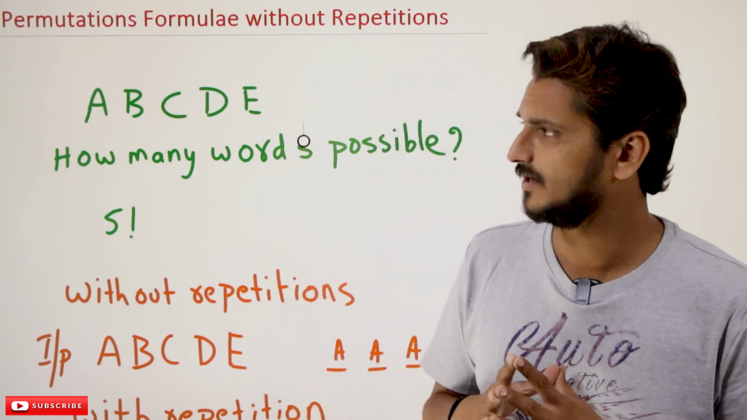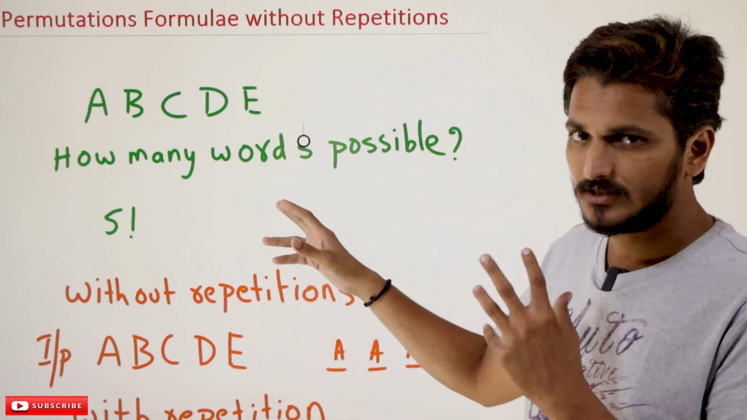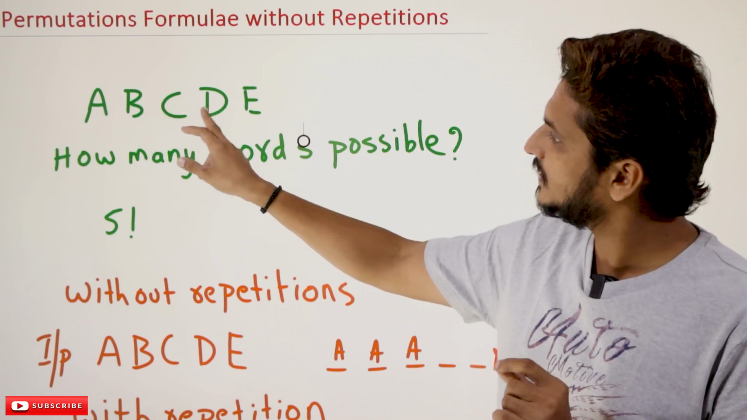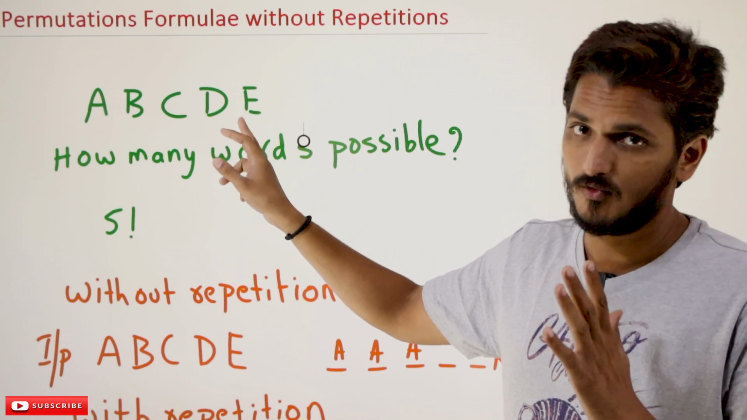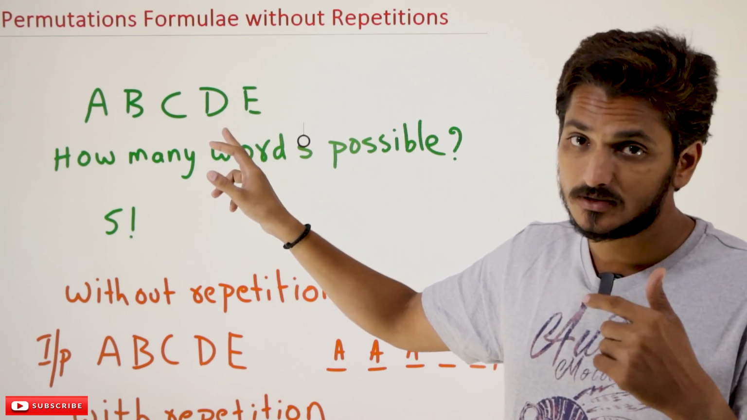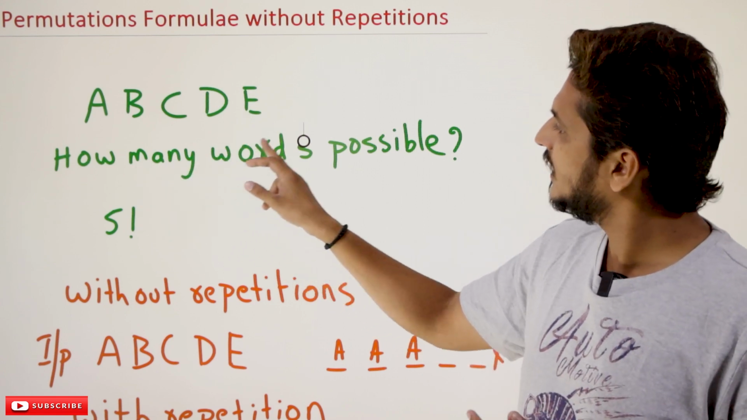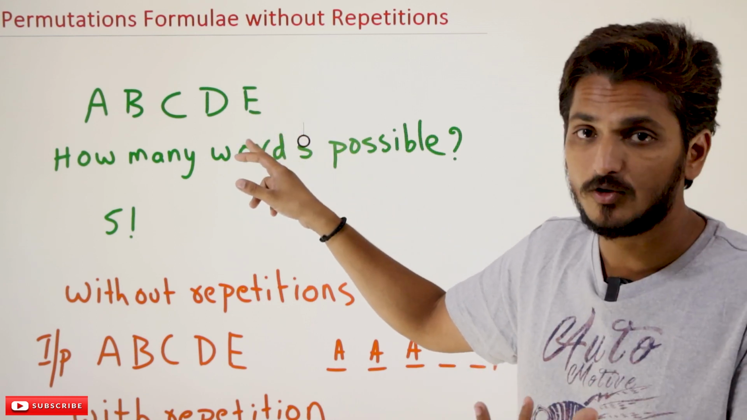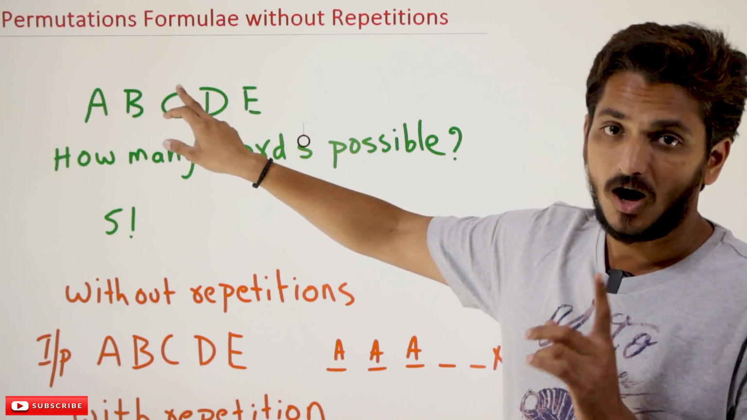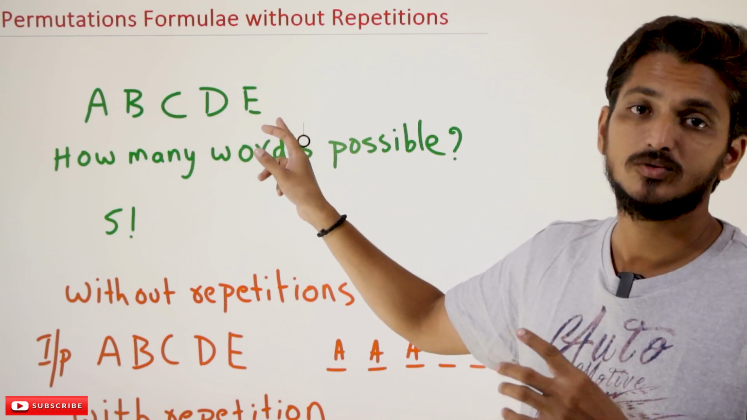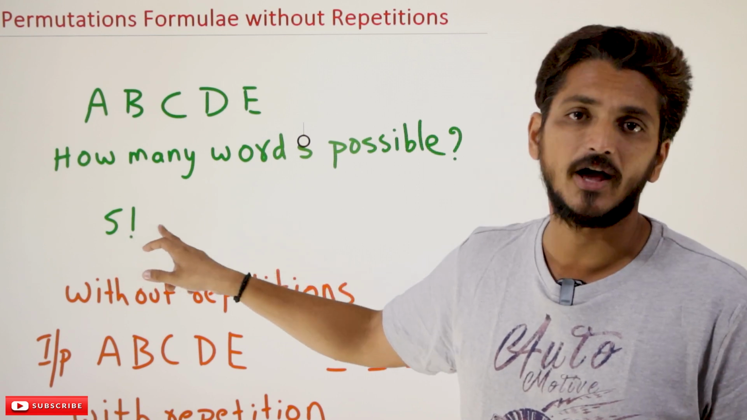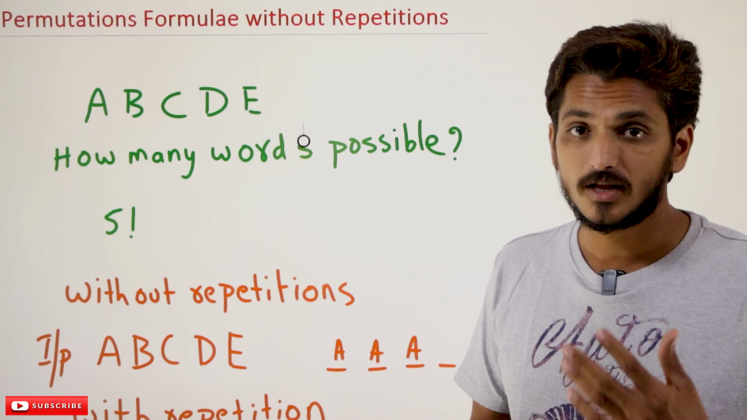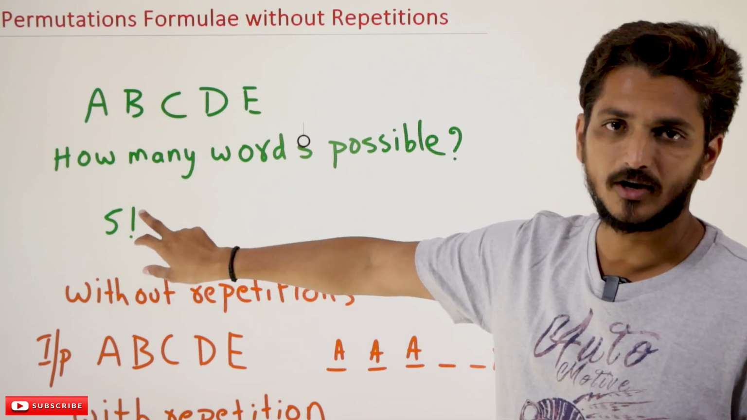Coming to today's class, first refresh what's the example we have discussed previously. Given input A, B, C, D, E, 5 alphabets are there and they are trying to ask the question like this: how many 5-letter words are possible using these alphabets A, B, C, D, E? So the output which we got there is 5 factorial.